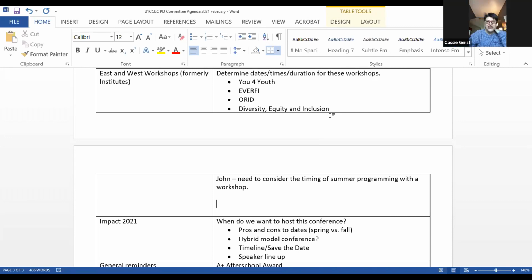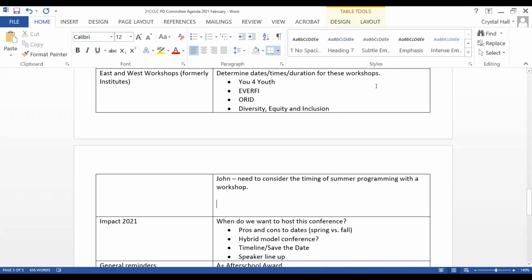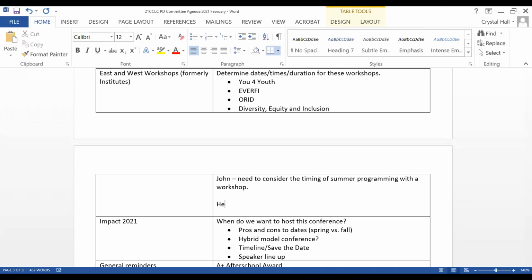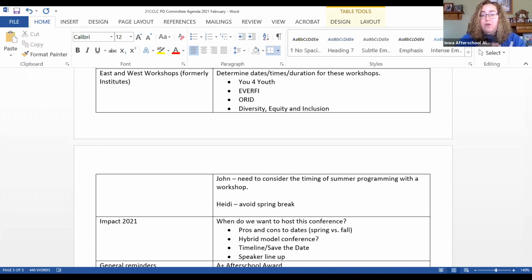From the chat, it looks like people like this. I really like this too. I think it's a really good idea. I think the only thing we need to avoid is spring break times, because I don't know about everybody else, but we'll probably be in full day with kids. But otherwise, I think it sounds great. Yeah, okay.